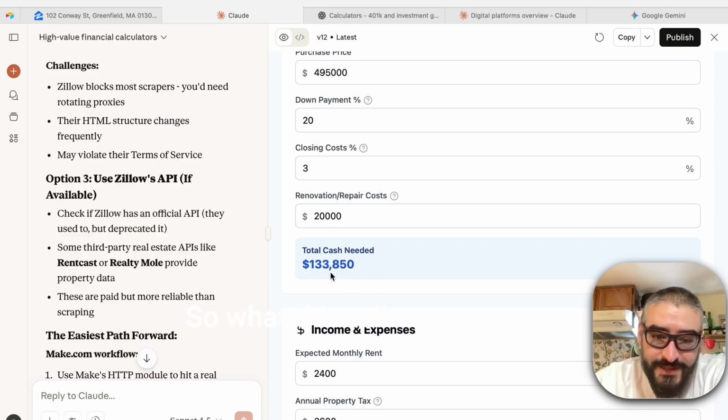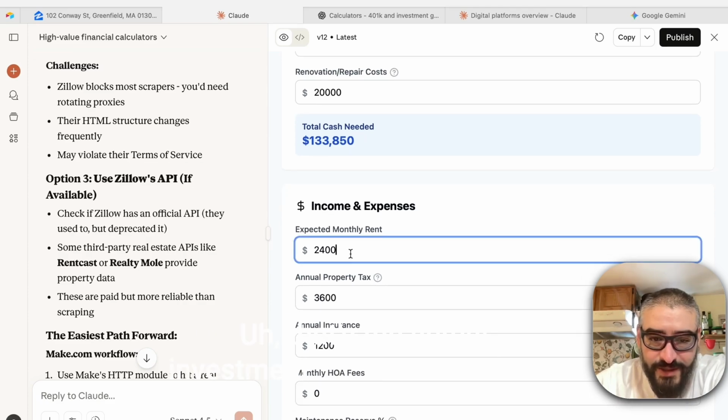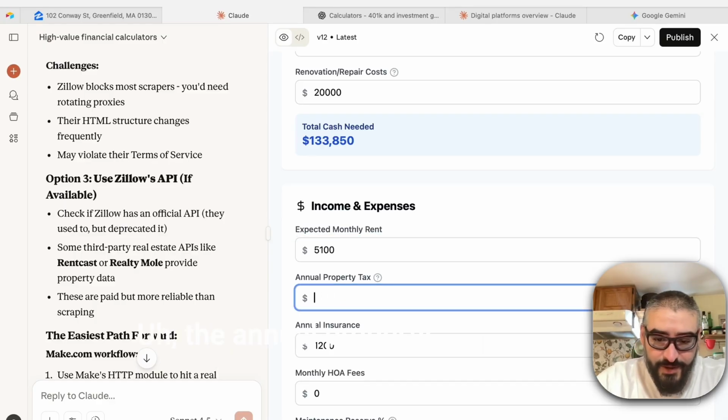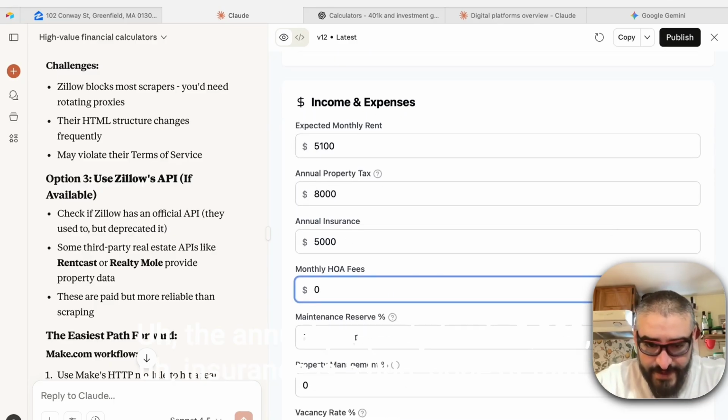So what this tells me is that I would need 133,850 to get started with it. That's the actual investment I would have to make. I talked to the realtor. The current rents are 5,100. The annual property tax is 8,000. Insurance is 5,000.